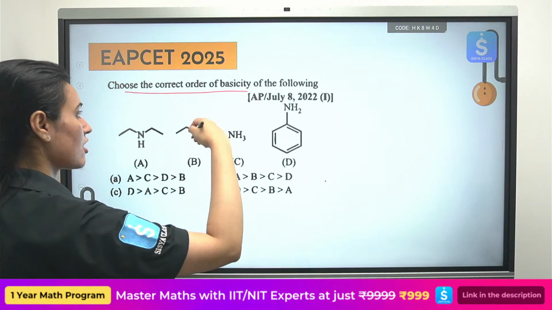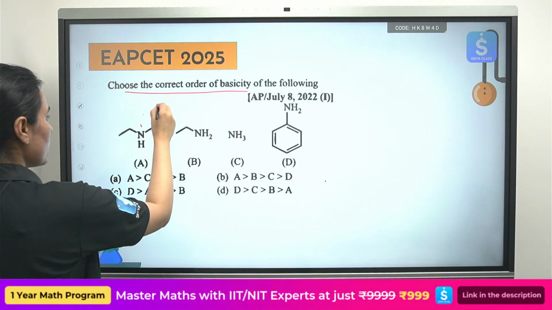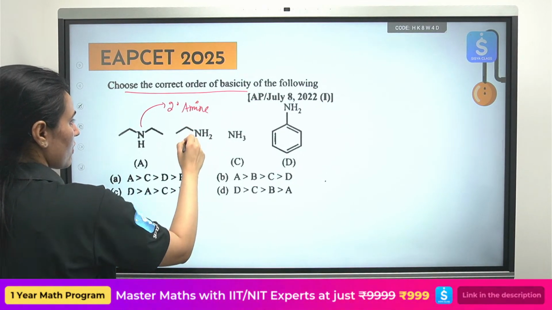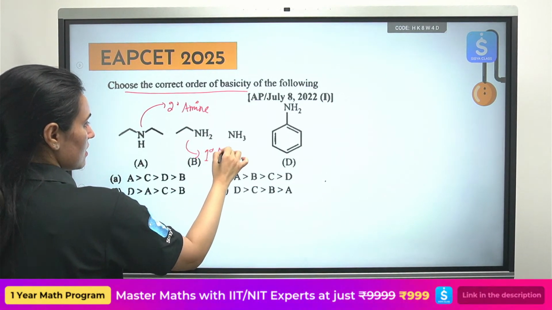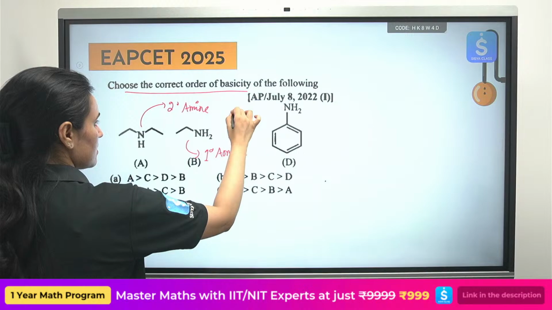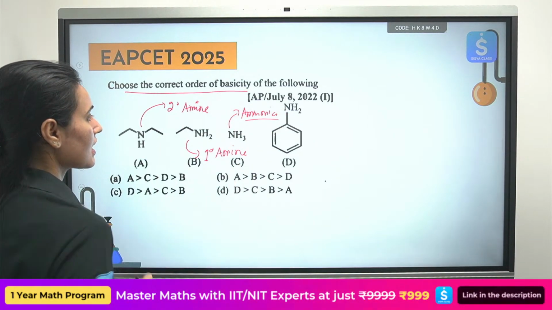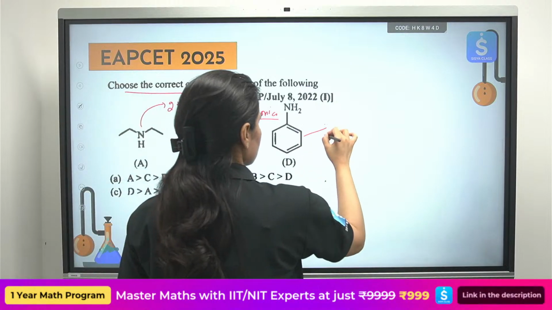Choose the correct order of basicity of the following. So you have a 2 degree amine. You have 1 degree amine, ammonia, and 1 degree aromatic amine.